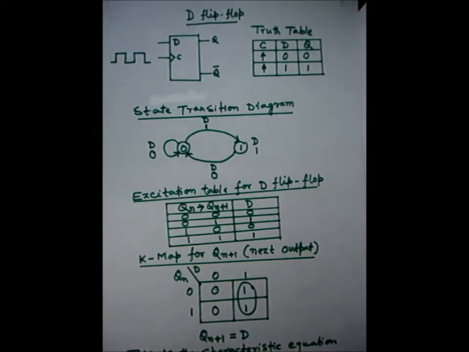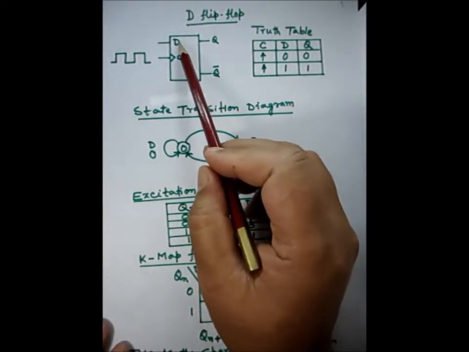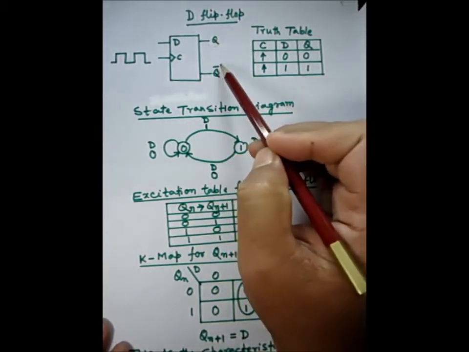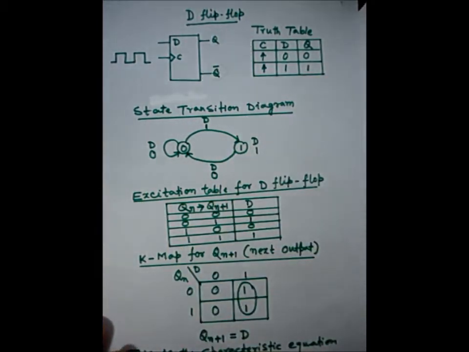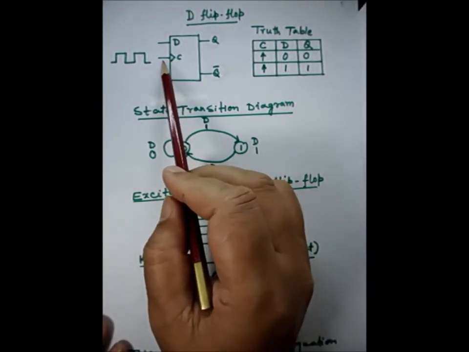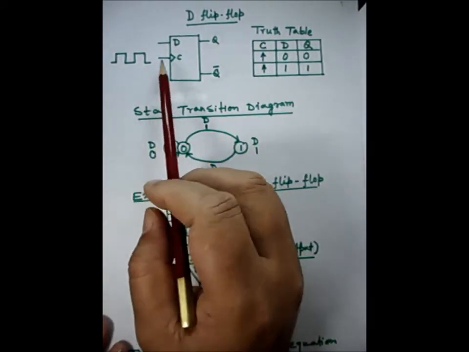Now I'll discuss the D flip-flop. In case of a D flip-flop, there is only one input, and Q and Q bar. The output will be the Q and the Q bar is the complement of Q, and then C is the clock pulse, and that also I consider as a positive trigger.